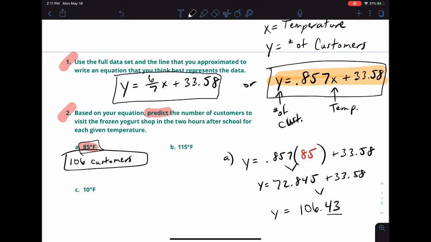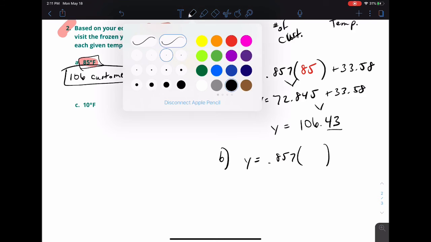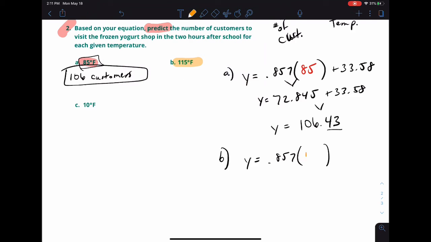Okay, letter B, 115, so a hot day. Well, as temperature went up, number of customers went up. We said that earlier. So for a hot day, I would expect a lot of customers at the frozen yogurt shop. We use the same equation. Instead of 85, it is now 115 degrees.